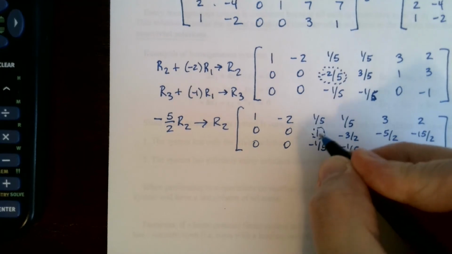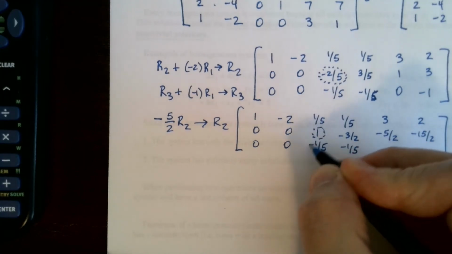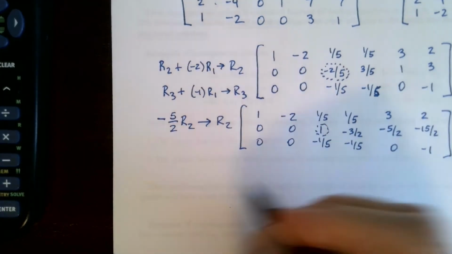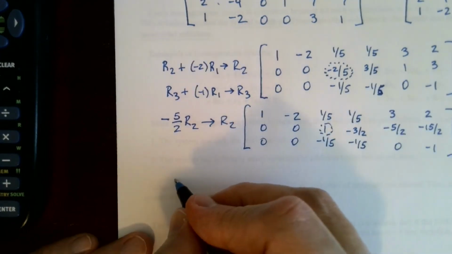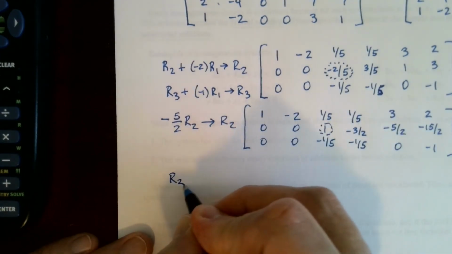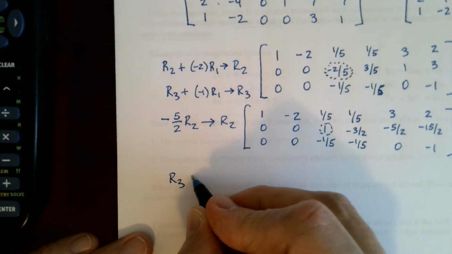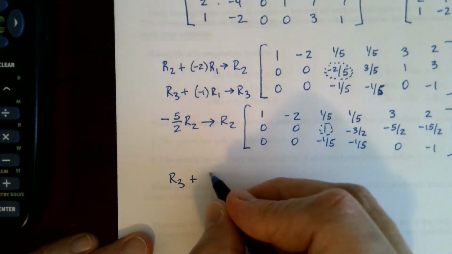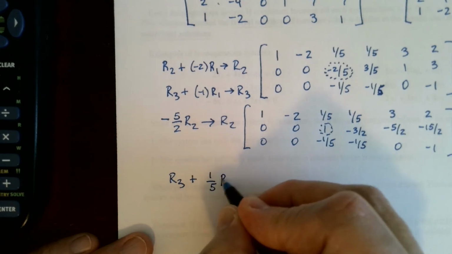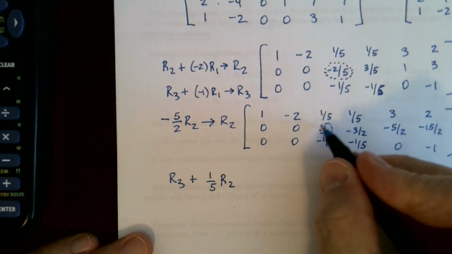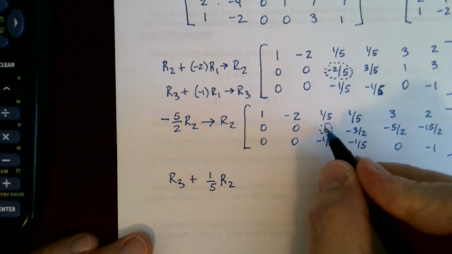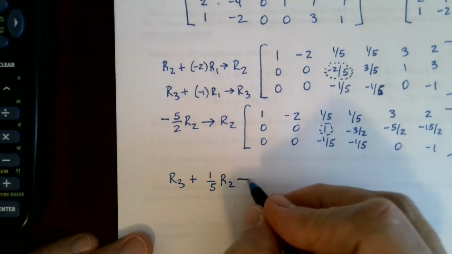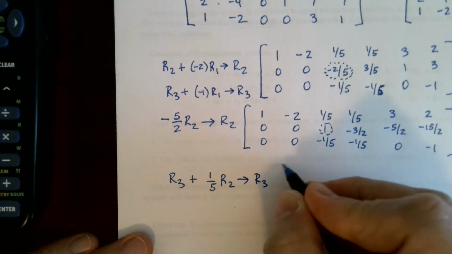Now what do I need to do? I get zeros underneath it, right? So I need a 0 here. So what do I do? How do I get zeros? Add a multiple of one row to another. So I want to take row 3. I want to get a 0 right there. So I'm going to add to it the opposite, rather, negative 1/5 is positive 1/5 times what row? Row 2, where I have that pivot 1. So multiply row 2 by 1/5. So negative 1/5 plus 1/5 will make that 0. And I'm going to replace row 3 with that result.